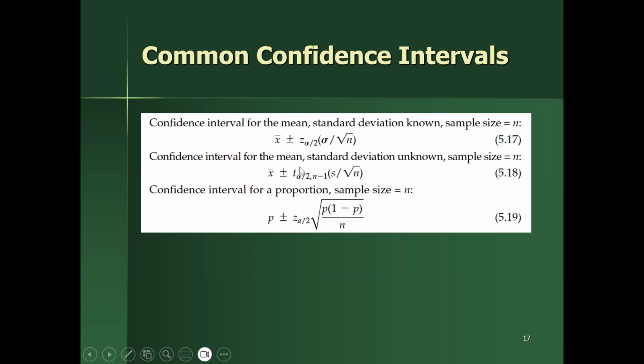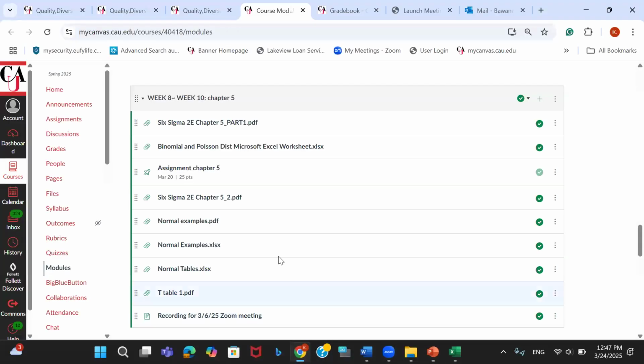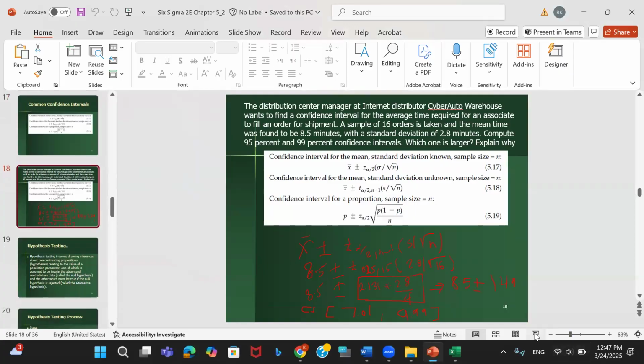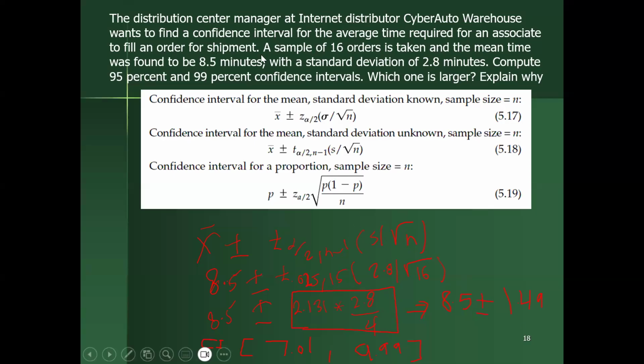If the sample size is small, we use T. So both tables are provided. I provided you with the T table, and here's the T table, here's the normal table, and I provided you with several examples. And the confidence interval for proportion for sample size N. Okay, so let's see this example. I think here's an example.